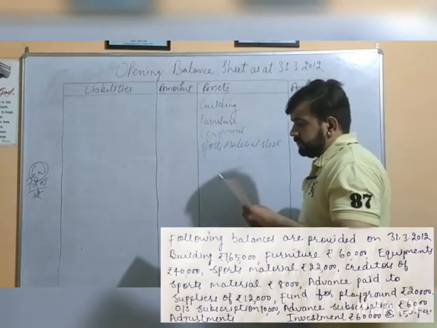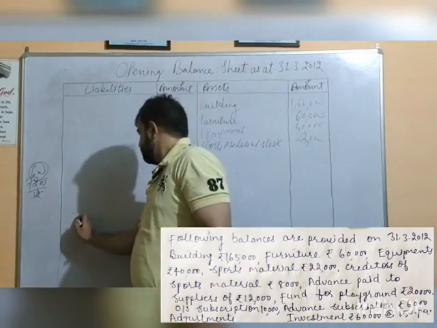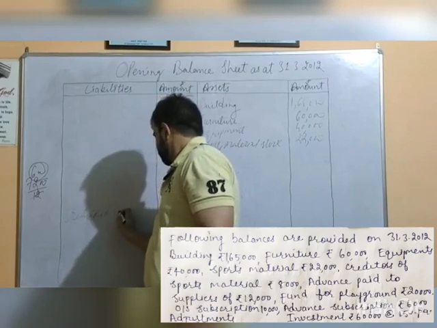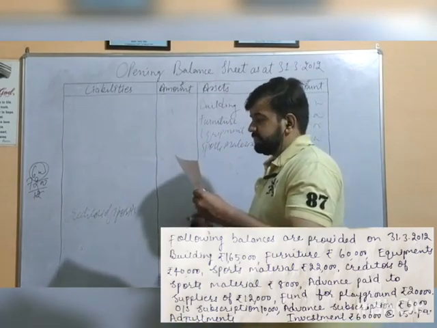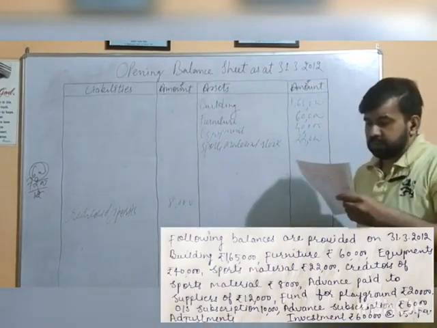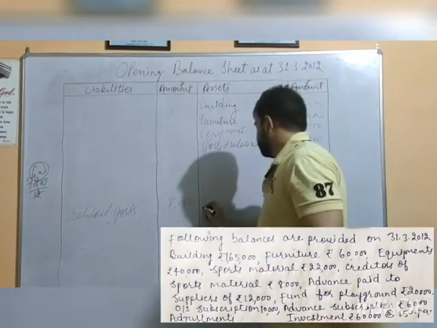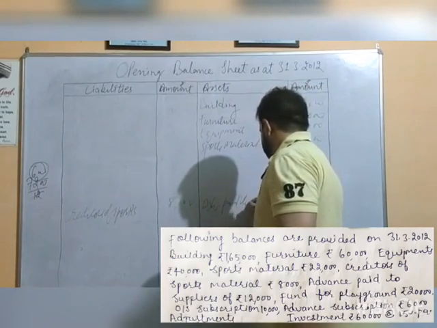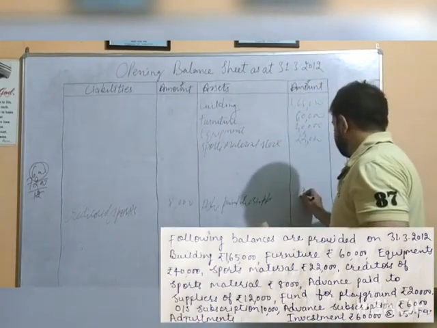Then here we are provided with the creditors of sports material to be written on the liability side. Amount as mentioned here, rupees 8,000. Then we are provided with advance paid to the supplier, rupees 12,000. It is our asset. Advance paid to suppliers for sports material, rupees 12,000.